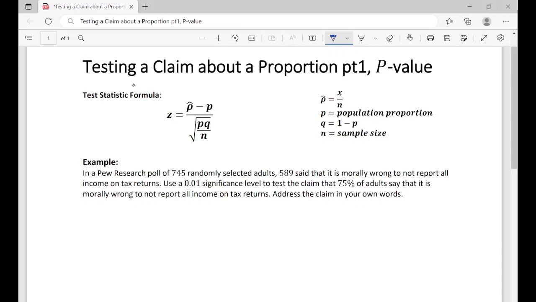In this video, we're going to be testing a claim about a proportion, and we're going to be using the p-value method. The formula for the test statistic is this formula here, and what each part means is over here. I'm not going to be using the formula, I'll be using a calculator, but if you want to use the formula, this is what you would use, and what everything means is here.